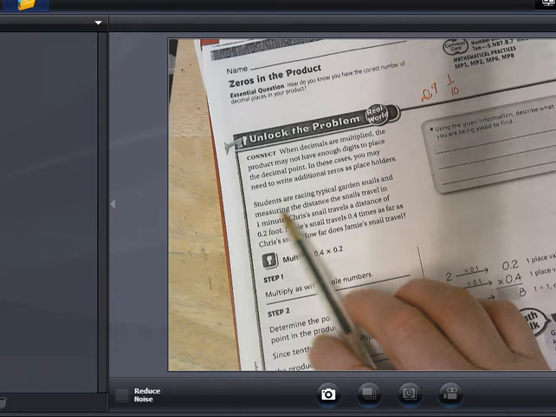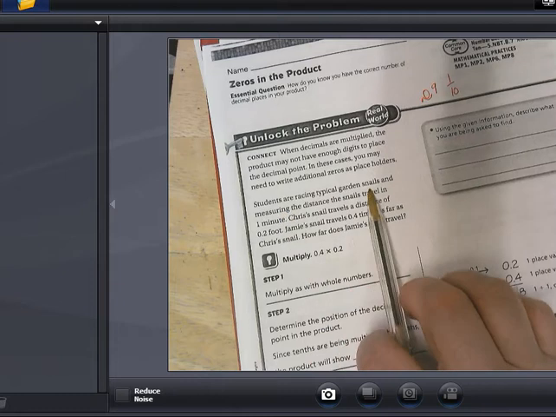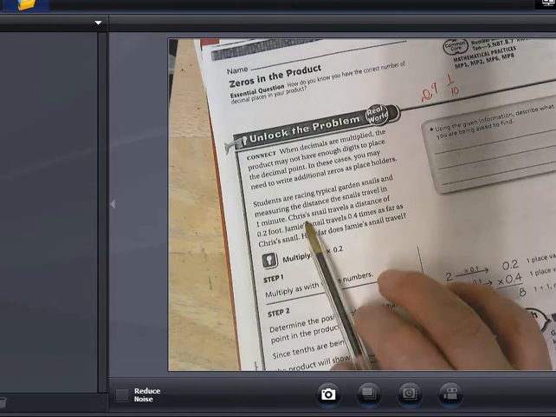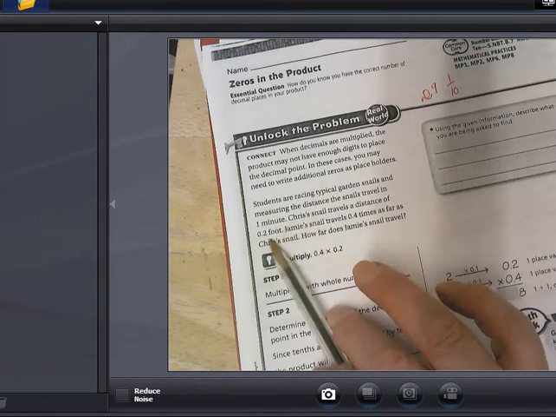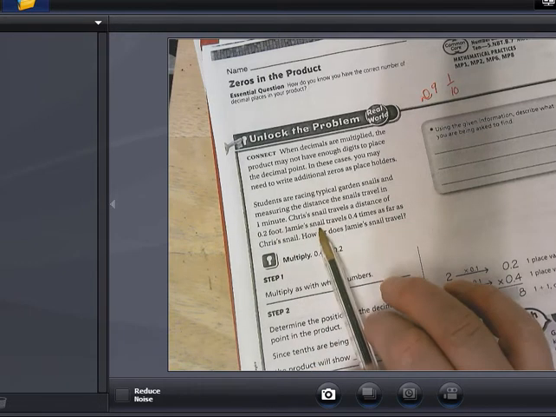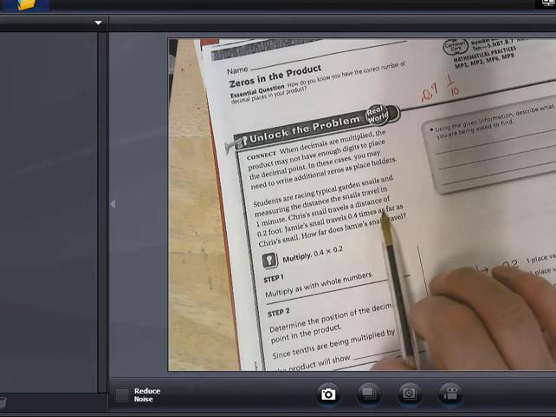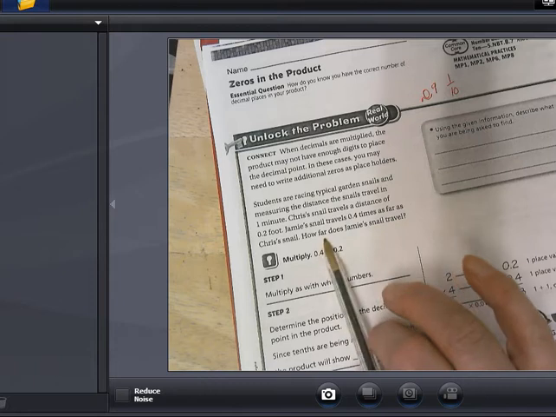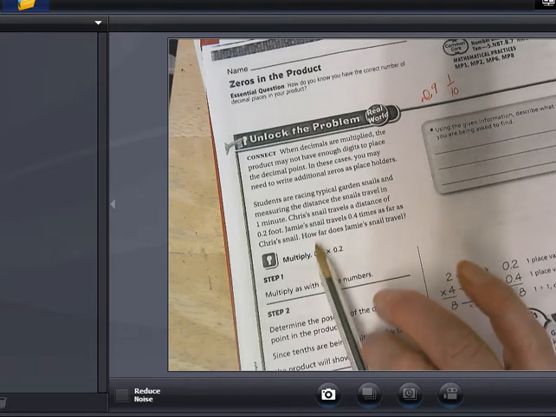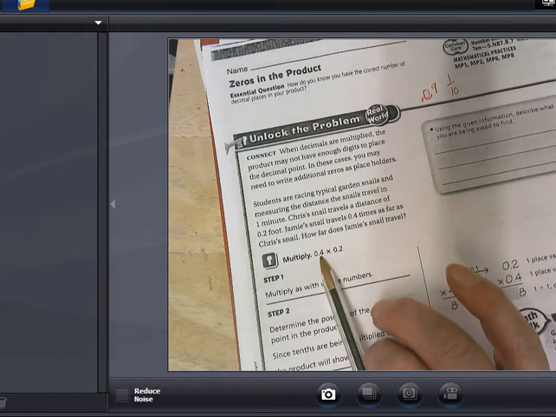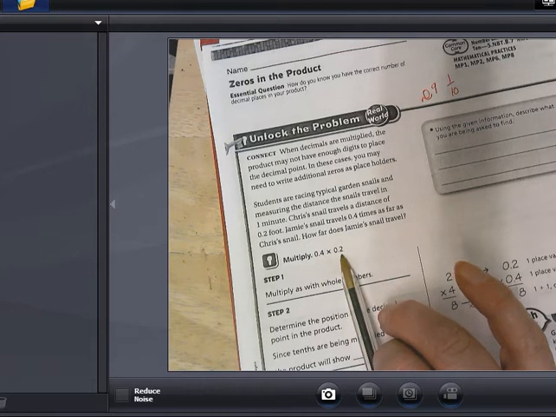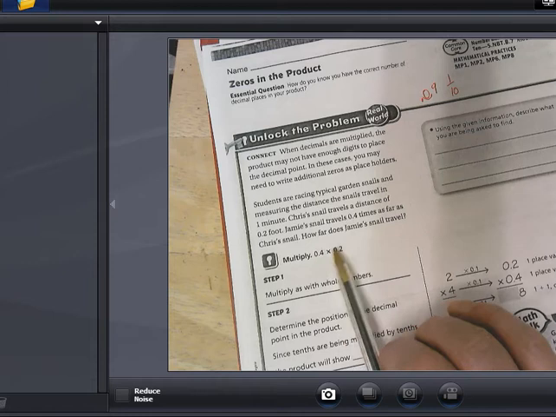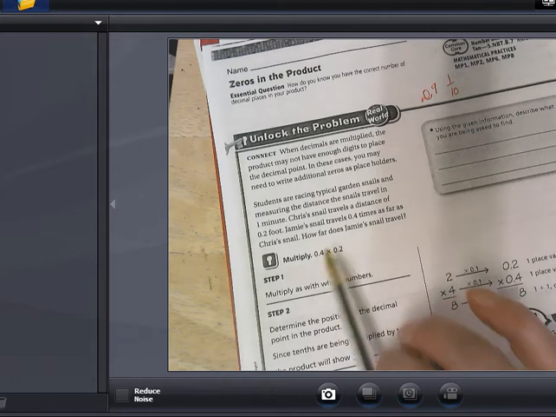So students are raising tropical garden snails and measuring the distance of the snail's travel in 1 minute. Chris' snail travels a distance of 2/10. Jamie's snail travels 4/10 as far as Chris's snail. How far did Jamie's snail travel? So if I look at this, I'm multiplying 4/10 times 2/10. So I know my number is going to be in the hundredths, because a tenth times a tenth is a hundredth.